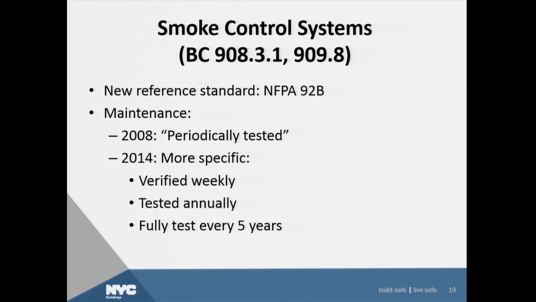Okay. So smoke control systems, now referencing 92B, that's good. We're also much more specific about when and how to maintain a smoke control system. Before it said periodically tested. What does that mean to you, periodically? When's the last time you periodically checked the filter in your air conditioner, okay? Now it's much more specific. You're going to verify weekly, and that's usually making sure the light still is on, right? Test it annually, turn that thing on, make sure it works, and fully test it every 5 years, making sure it's really operational. Okay.